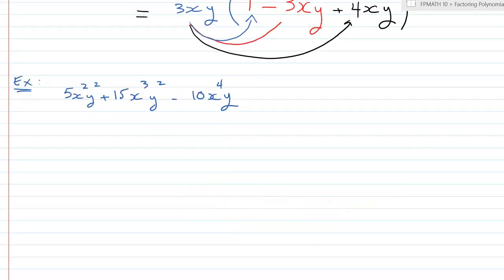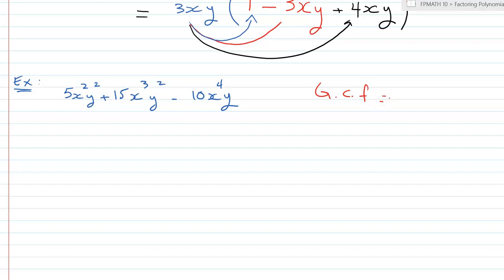Another example, 5x squared y squared plus 15x cubed y squared minus 10x to the power of 4 y. Let's express it as a product, or factor this polynomial. So GCF first. Now from now on, I'm not going to write GCF anymore. We're just going to do factoring. So what is the factor? If you want to make a note here for the last piece, maybe we should do that one more time.